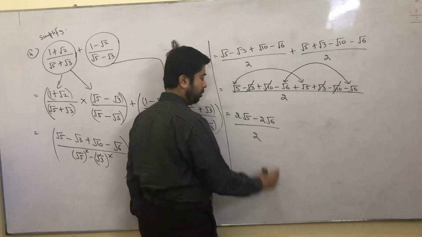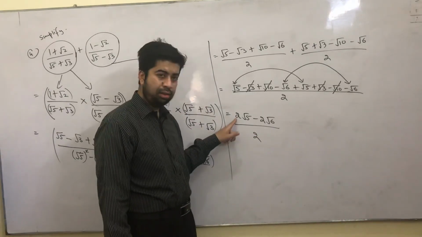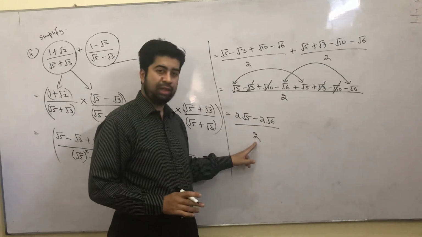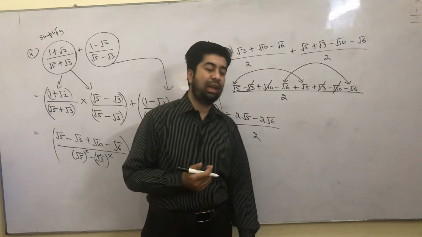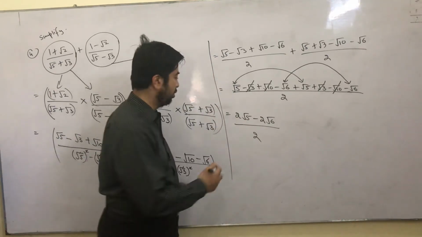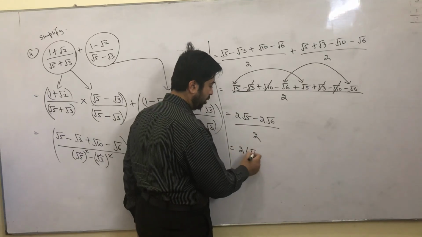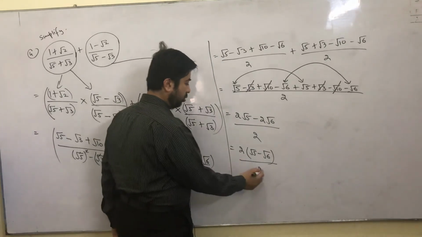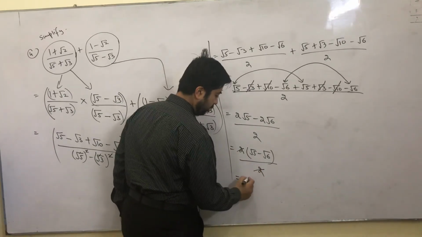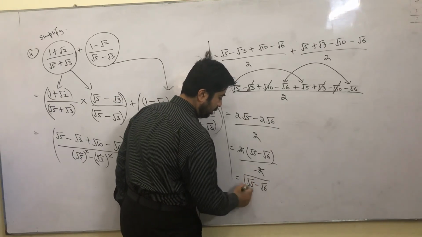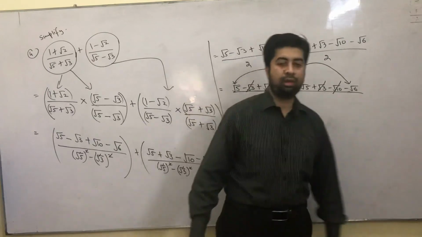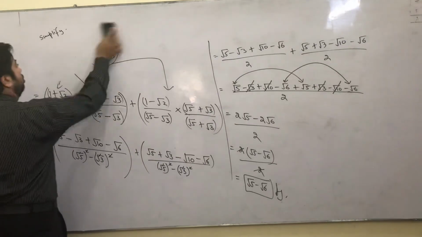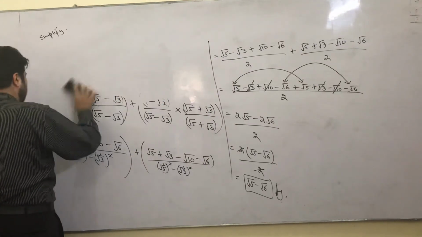And in the denominator, that is 2. Can I cancel this 2 with this 2? No, this 2 is not independent. I can't cancel with this 2. But I can cancel if this 2 is independent here. So taking common 2, square root 5 minus square root 6, and the denominator, that is 2. You can cancel this 2 with this 2. So this thing becomes square root 5 minus square root 6, and that's it. This was the answer. After that, part 2 of question number 4.